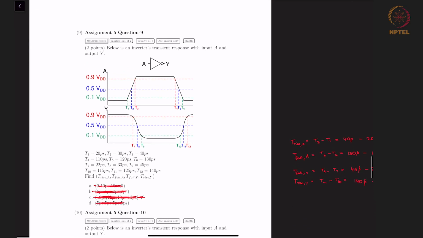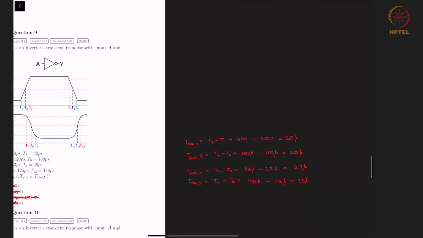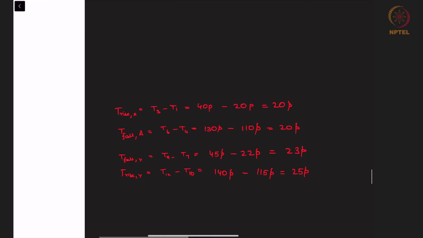This is the inverter's transient response with input A and output Y. We are asked for T rise and T fall of A and Y. The formulas for T rise and T fall of A and Y are given over here, and the calculations are also performed. The answer is 20 pico, 20 pico, 23 pico, and 25 pico.